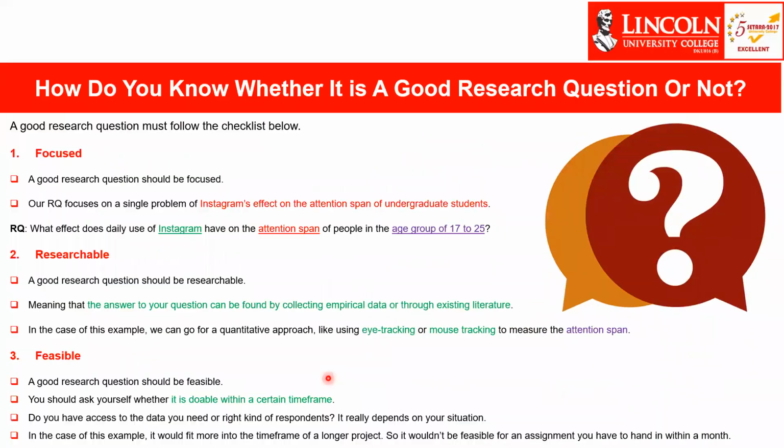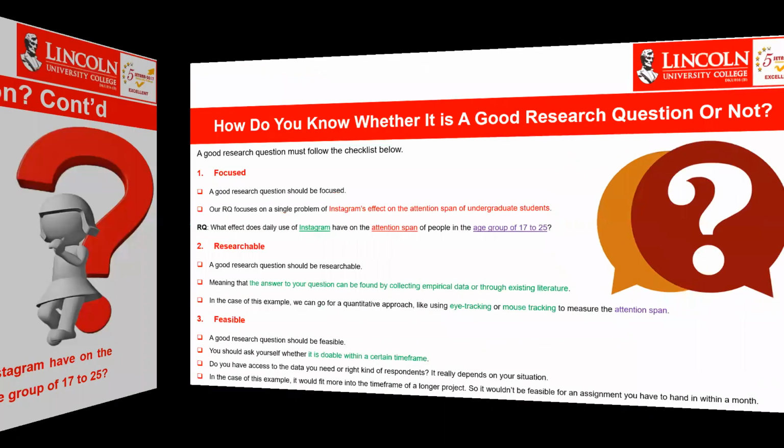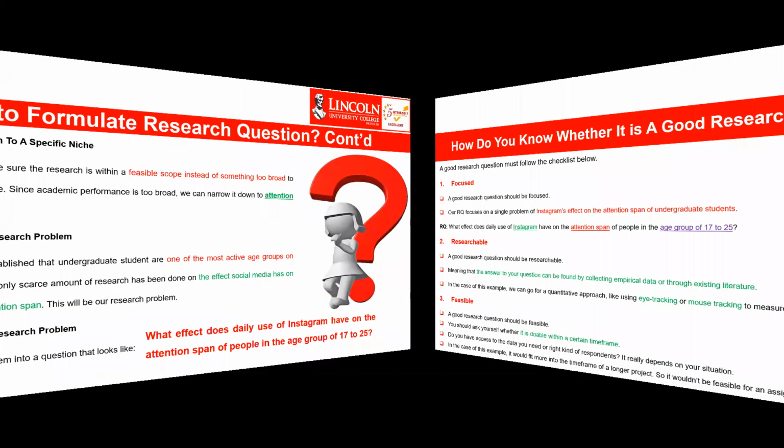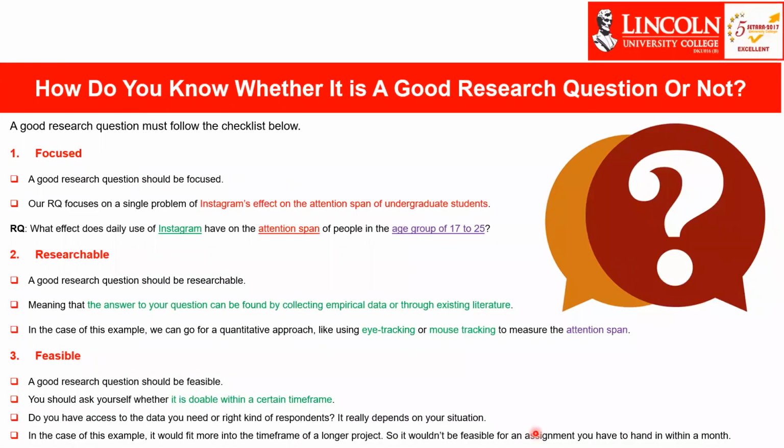So now you have already created your research question. Now, how do you test whether this research question is good or not? Okay, you need to check your research question against the following checklist. The first on the checklist is focused. A good research question should be focused. It shouldn't be too ambiguous. Now, our research question focuses on a single problem of Instagram's effect on the attention span of undergraduates.